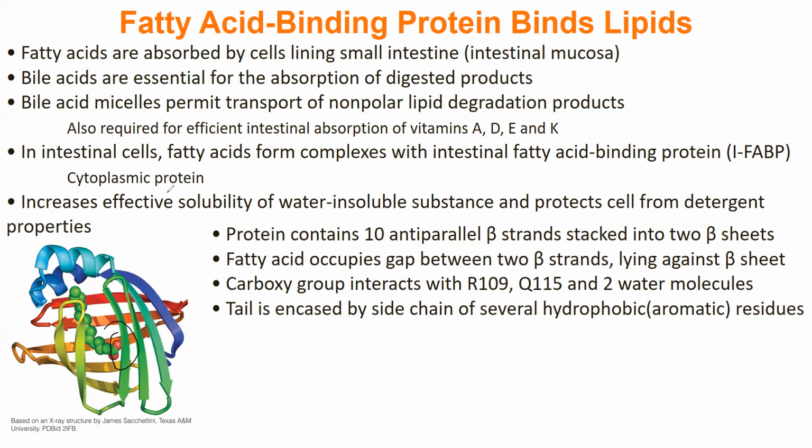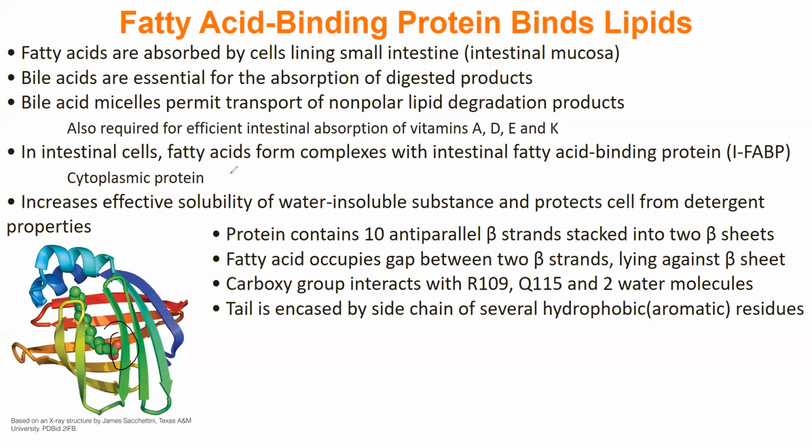And when we have these fatty acids in the cells of the small intestine, they're going to bind with intestinal fatty acid binding protein. Great name again, tells you exactly what it does. IFABP. This is a protein found in your cytoplasm. So again, the fatty acids have to be carried there to be dissolved in the cytoplasm, which is what these bile acids are really helping happen. They're helping these fatty acids be dissolved.